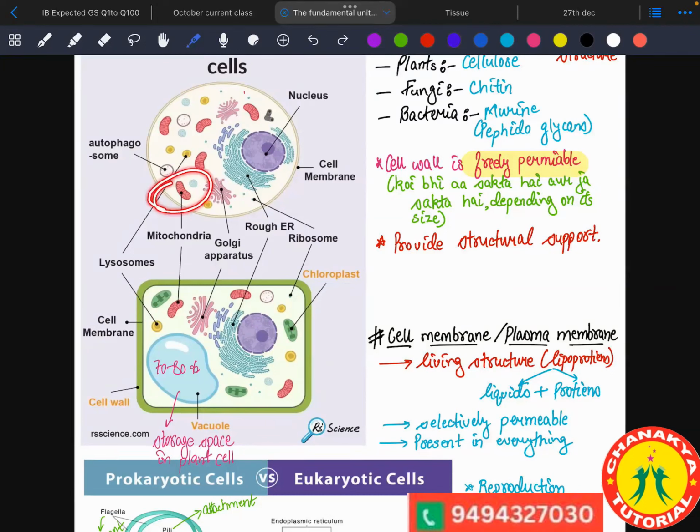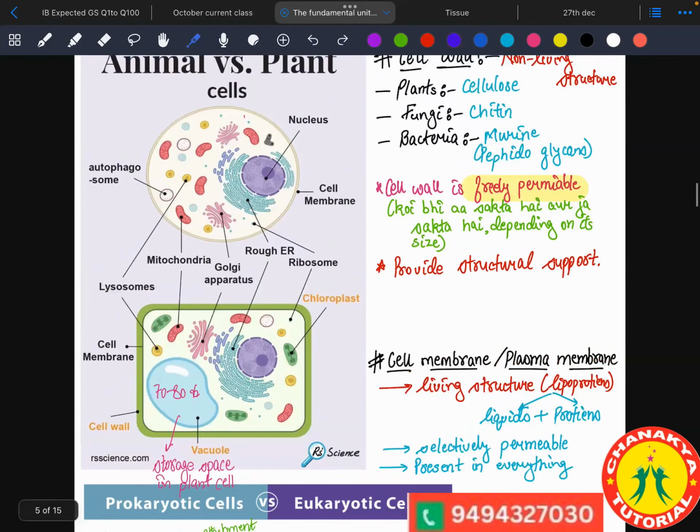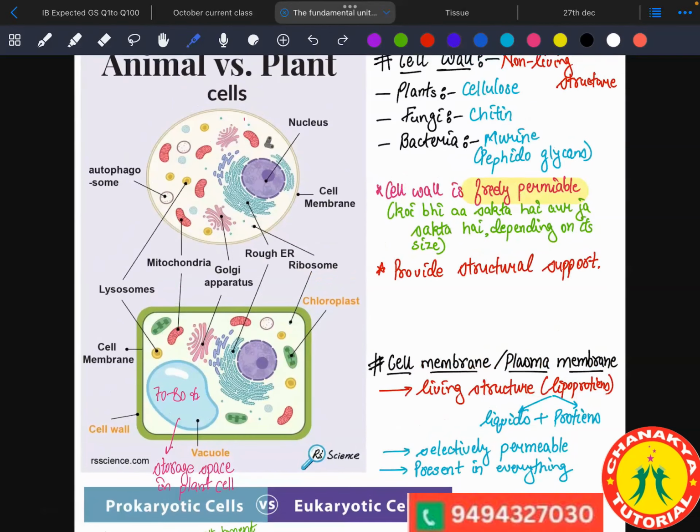Just as mitochondria are too. Sir, in this picture, the vacuole is not there in the animal cell, but vacuole is present in animal cells, in very small quantity compared to the plant cell. Correct. Can anyone guess the reason behind this? What about the size of the vacuole in plants and animals?